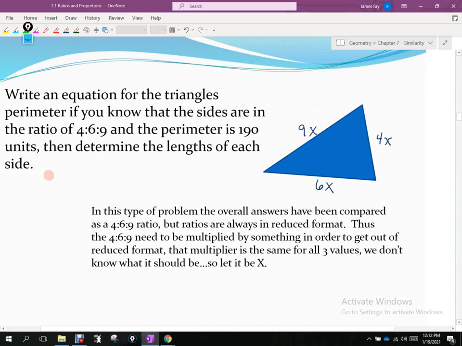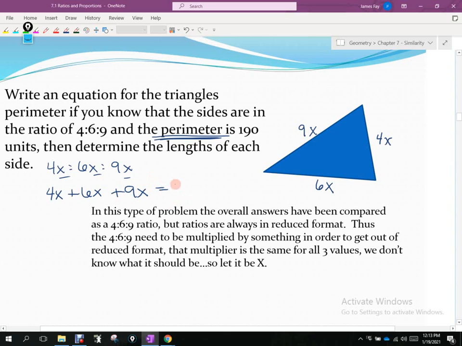Now think about this. If I look at 4x compared to 6x compared to 9x, they all can take the x out and we have 4, 6, 9, right? Okay. But to find out what that specific number was for x, I have to know what the perimeter is. Perimeter is adding up all the side lengths, right? So one side length would have been 4x, one would have been 6x, one would have been 9x, correct?